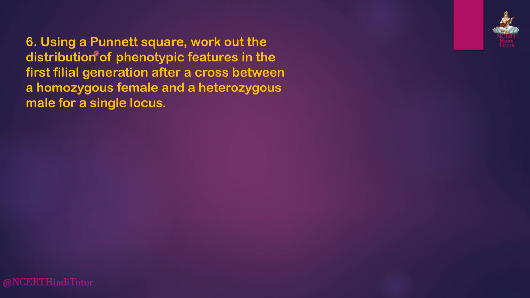Question 6. Using a Punnett square, work out the distribution of phenotypic features in the first filial generation after a cross between a homozygous female and a heterozygous male for a single locus.